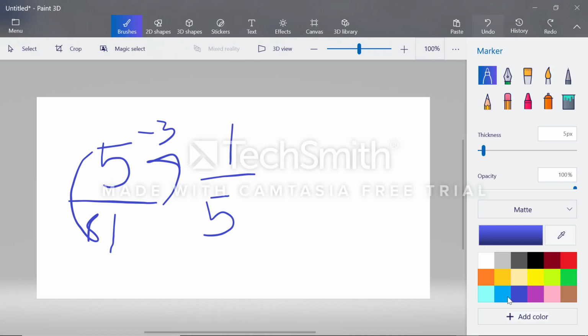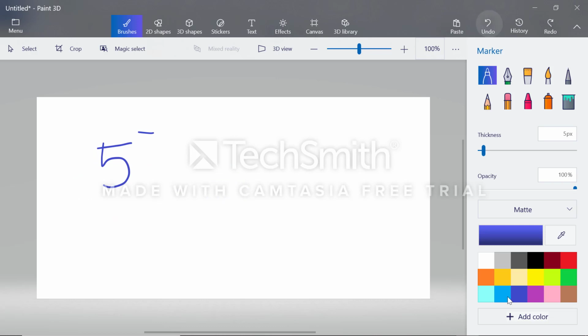Next, we're going to go to same exponent, different bases. Let's say I had something like 5 to the second power times 6 to the second power. Okay.